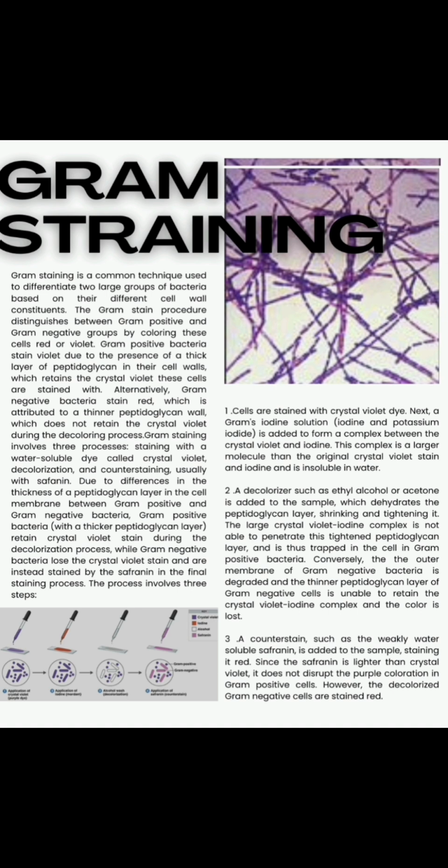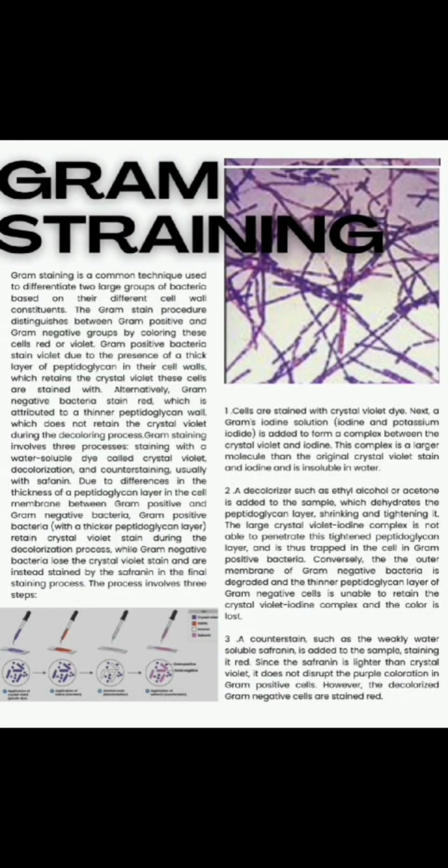Alternatively, gram-negative bacteria stain red, which is attributed to a thinner peptidoglycan wall, which does not retain the crystal violet during the decolorization process. Gram staining involves three processes: staining with a water-soluble dye called crystal violet, decolorization, and counterstaining, usually with safranin. Due to differences in the thickness of the peptidoglycan layer in the cell wall between gram-positive and gram-negative bacteria, gram-positive bacteria retain the crystal violet stain during the decolorization process, while gram-negative bacteria lose the crystal violet stain and are instead stained by the safranin in the final staining process.